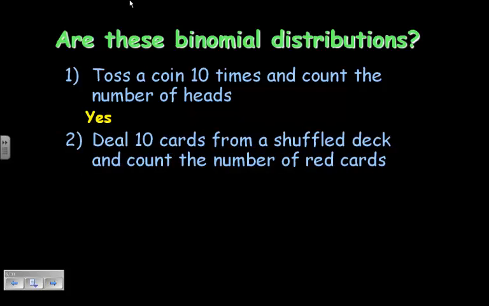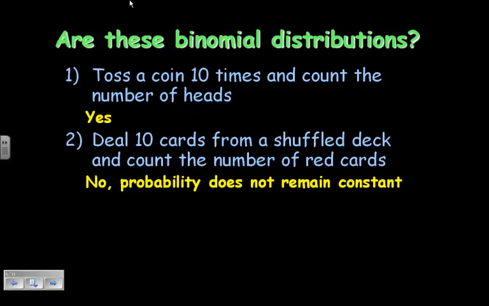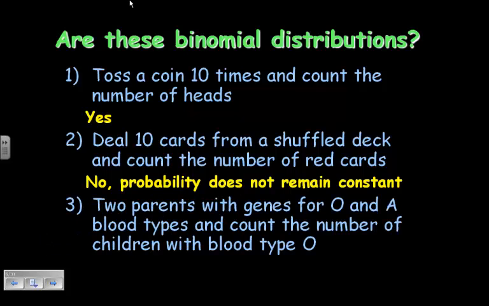What about if we deal 10 cards from a shuffled deck and we count the number of red cards? Okay, 10 cards, so it's finite. It's either red or black, so it's got 2 possibilities. But the probability doesn't remain constant. The probability of the first red card would be 26 out of 52. But the next red card would be 25 out of 51, and then 24 out of 50, and so on and so on. So the probability is not remaining constant, so therefore not a binomial distribution.